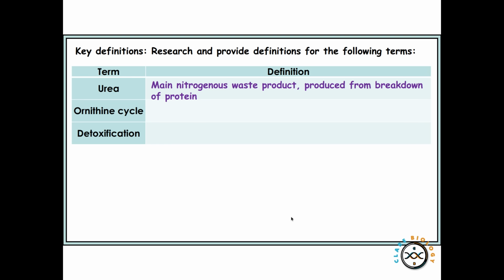So urea is a really toxic compound. It's our nitrogenous waste product from the body, and it's there as a result of the breakdown of proteins, excess amino acids. The ornithine cycle is one of the 2 stages involved to form urea. The first stage is deamination, and the second stage is the ornithine cycle.